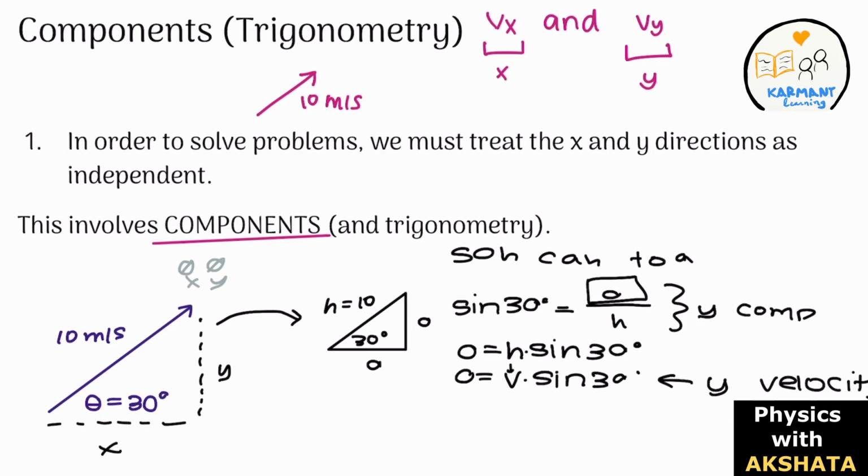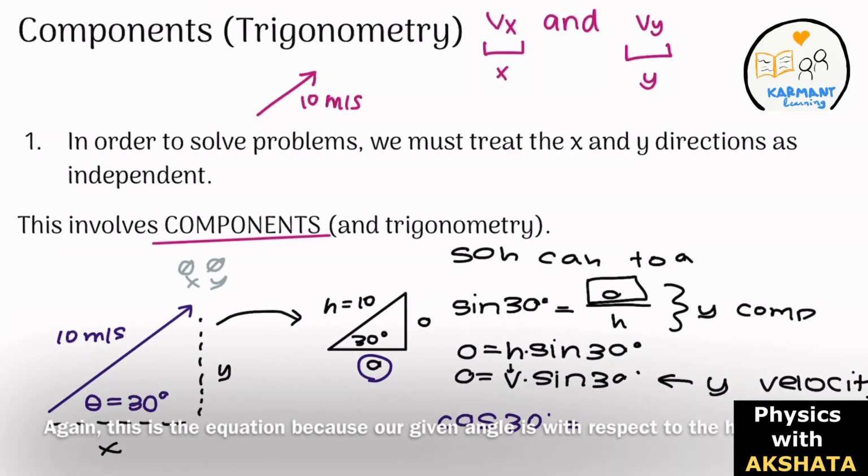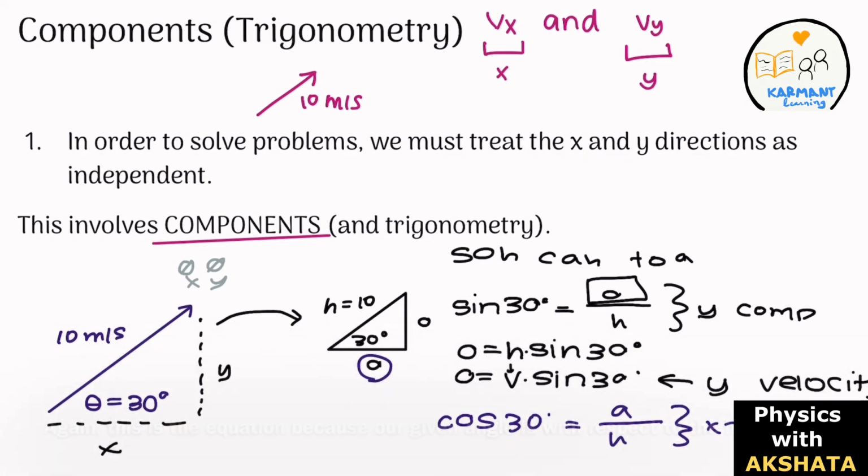This is also similar for our x velocity too. But instead of sine, we're going to solve for the adjacent, and we use cosine for that. So we use cosine 30 degrees is equal to adjacent over hypotenuse. And remember, this is the x component. To do so, we just multiply by cosine 30, and this gives us our x velocity.